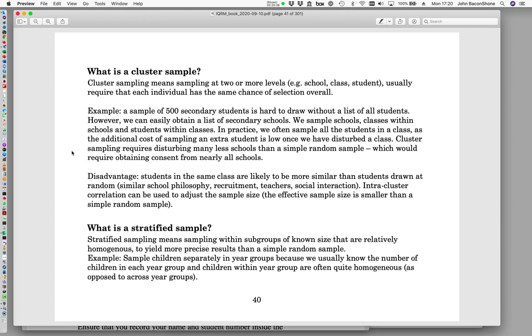So that sort of stratified sampling actually gives more precise results than a simple random sample, because it ensures that our sample is representative across year group, whereas a simple random sample might just by chance have more students in some year groups than others.